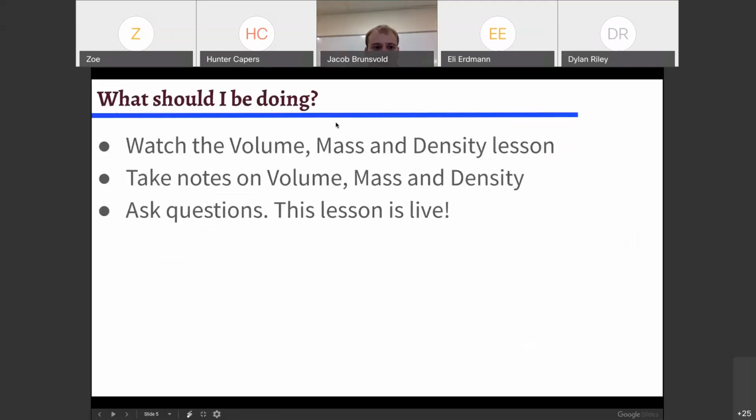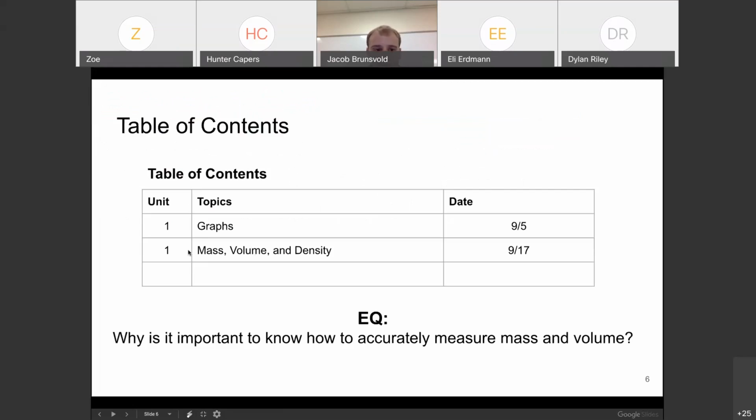Okay, so what should you be doing right now? Well, we're going to be taking notes. So you should get your notebook out so that you can take notes. And if you have questions, type them in the chat and I'll try to answer them as we go. Okay, all right, so table of contents. This is mass, volume, and density. You should probably date your notes for today, 9/17. We took our first notes on Monday, the 14th, I think. Okay, so our essential question for today's lesson is, why is it important to know how to accurately measure mass and volume?